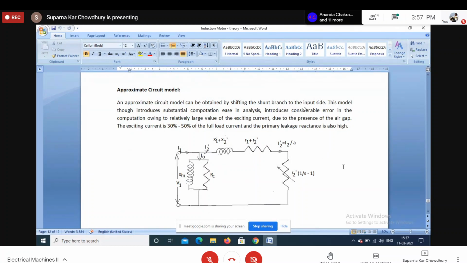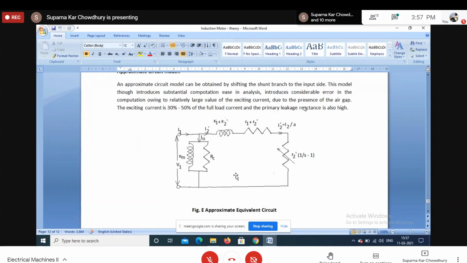But however, here in induction motor, as there is an air gap, we have seen that the magnetizing current requirement is quite high. The no load current is approximately 30 to 50% of the full load rated current. So if we shift the shunt branch to the input side, the error introduced is considerable. But sometimes in some operation calculation, it is done for ease of calculation. So this is the equivalent circuit.